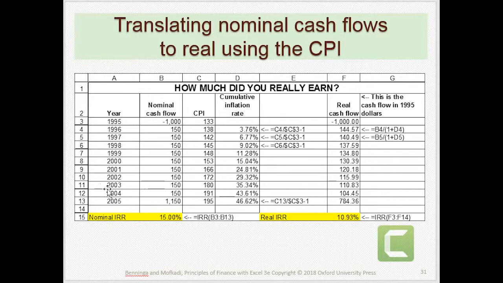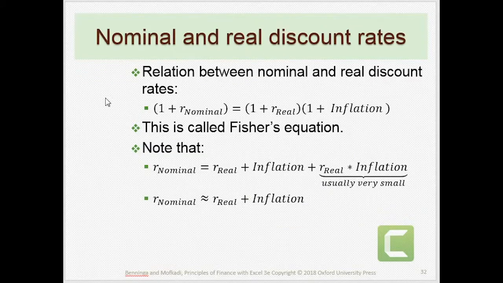How much did you really earn on this project, right? So we have these nominal cash flows. You pay out, you collect, 15% internal rate of return, but using CPI and adjusting your nominal cash flows for the rate of inflation, you can calculate your real internal rate of return as only 10%. So the relationship between nominal and real discount rates is called Fisher's equation. Note that the nominal rate is roughly equal to the real rate plus the rate of inflation.